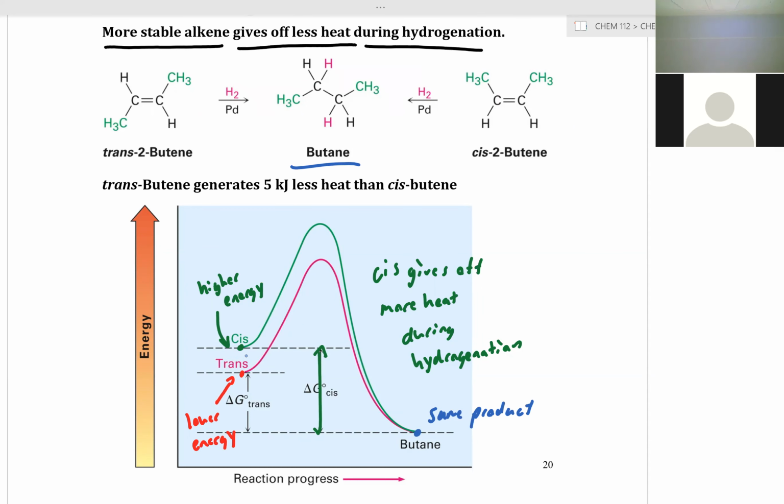Just as an interesting quirk, since we're really good at reading reaction energy diagrams, which alkene would we expect to react faster? The trans, exactly. This is an exergonic reaction.